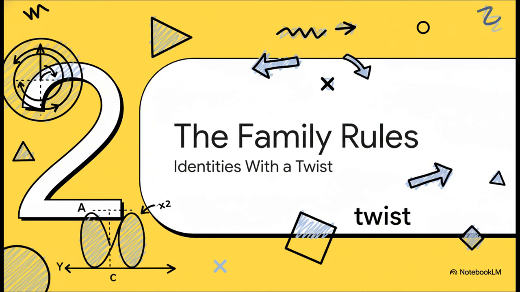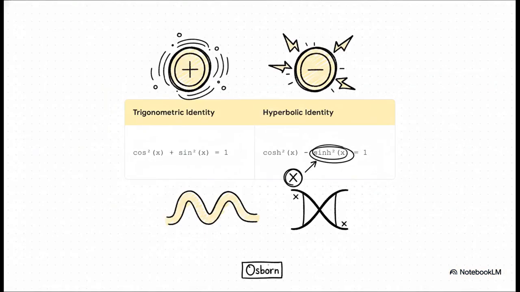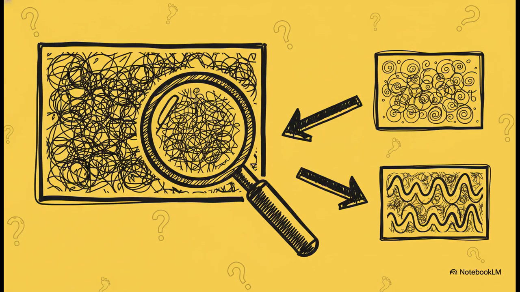Because these functions are part of the same family as regular trig, they follow a lot of the same rules, or what we call identities. But there's always a little twist. I'm sure you had this one drilled into your head in school. Sine squared plus cosine squared equals 1. It's the Pythagorean identity. Well, the hyperbolic version is almost the same, but look closely, that plus sign gets flipped to a minus. It's cosh squared minus sinh squared equals 1. See? The twist.